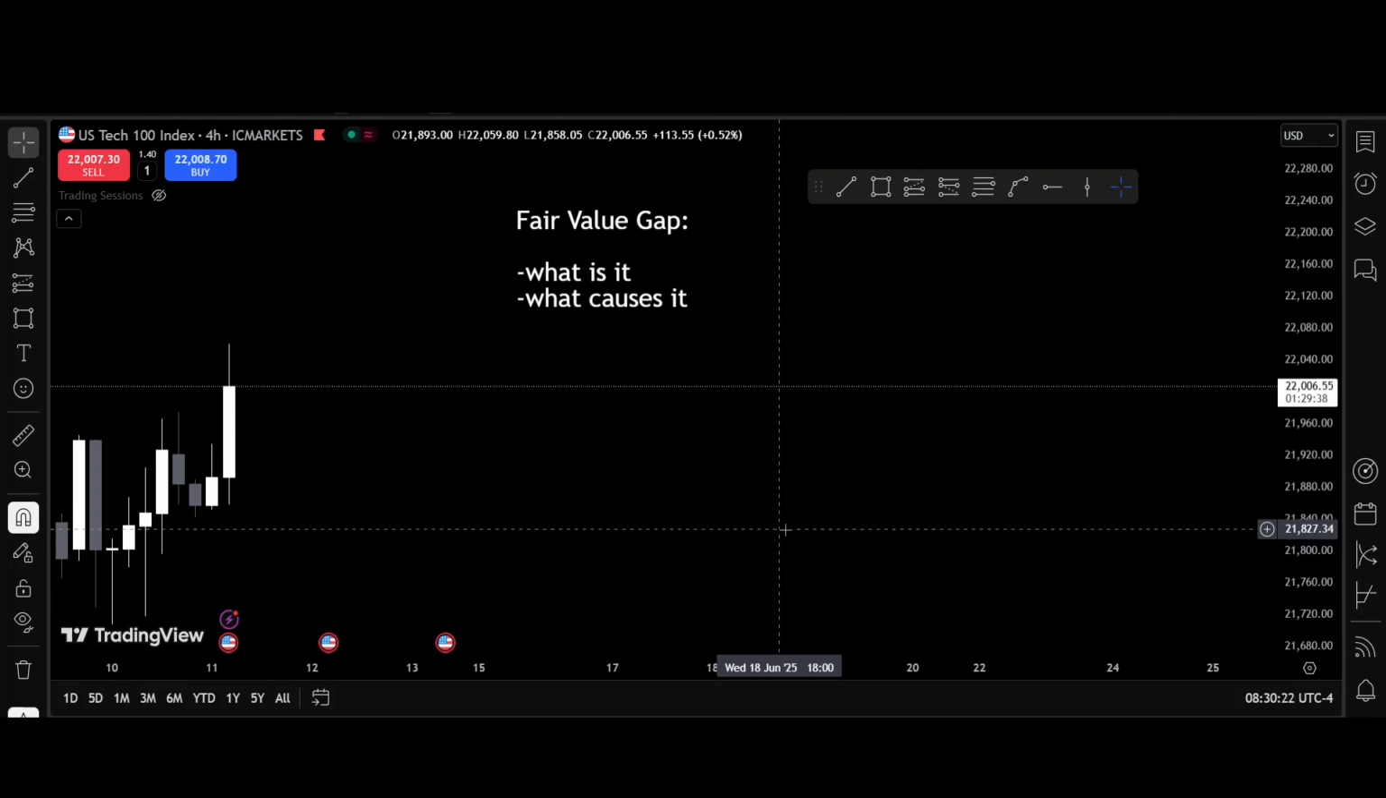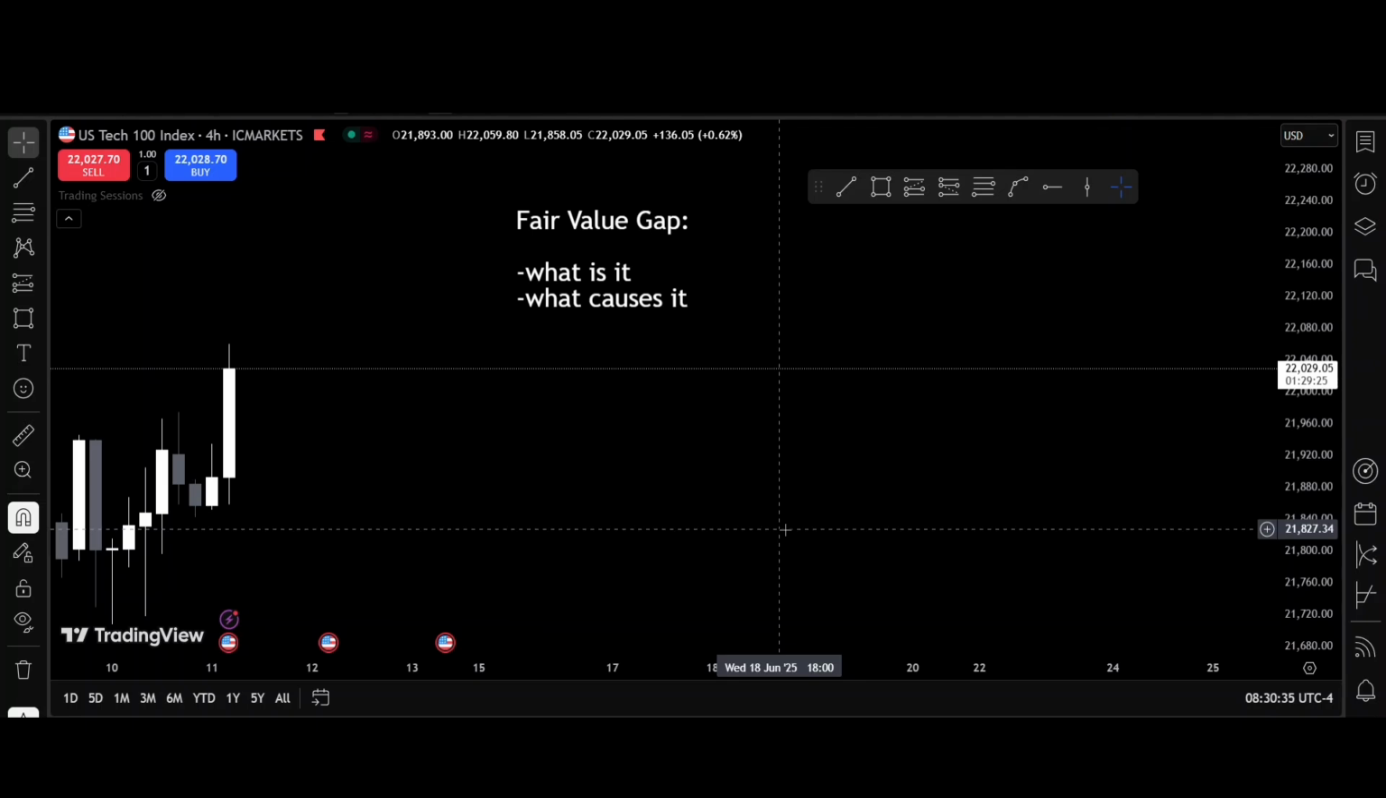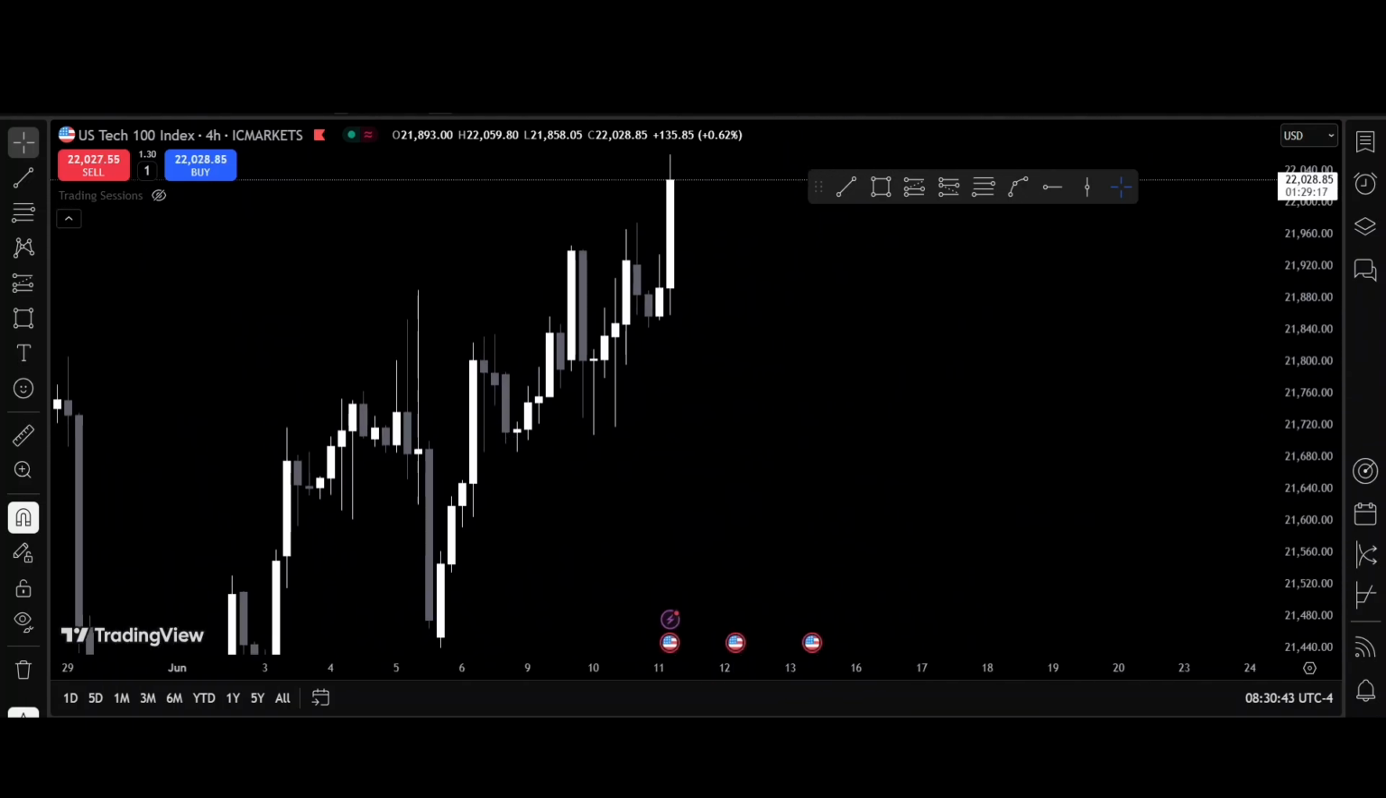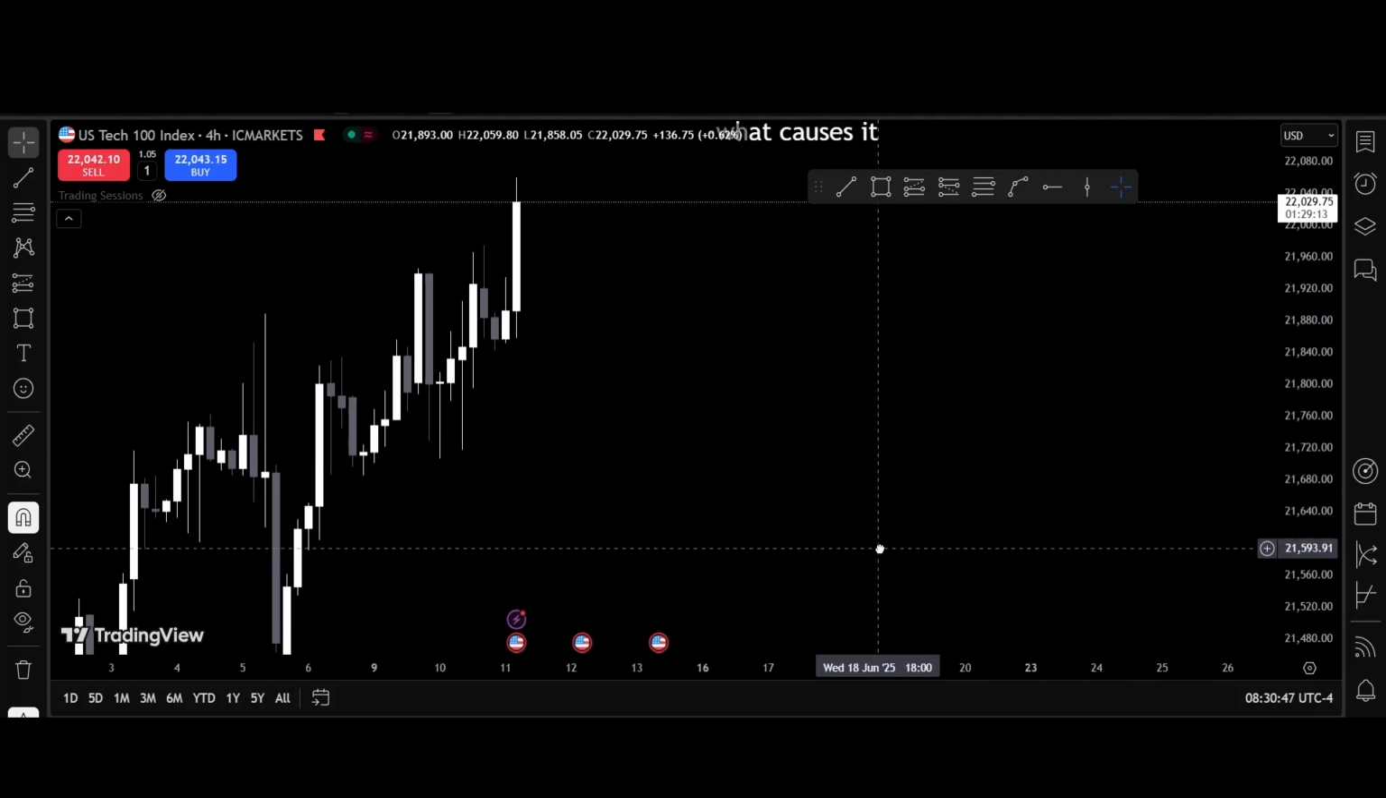Anyways, however, when there is inefficient price, we get sudden movements and not all the orders are filled. So price tends to return to the area of imbalance, which is your fair value gap.